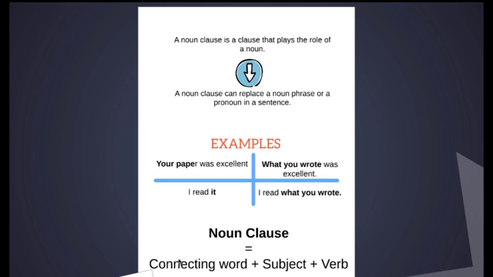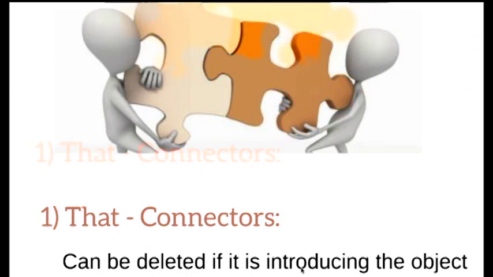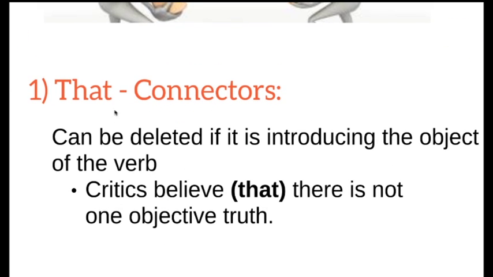Right? So a noun clause is a connecting word plus a subject plus a verb. A connecting word, like here, what, right? A subject, you, and a verb, wrote. Okay? Connecting words, right? So, the first one you have to learn is that. That as a connector, you can see it in a phrase or not. It can be hidden in the sentence, right? So it can be deleted if it's introducing the object of the verb.